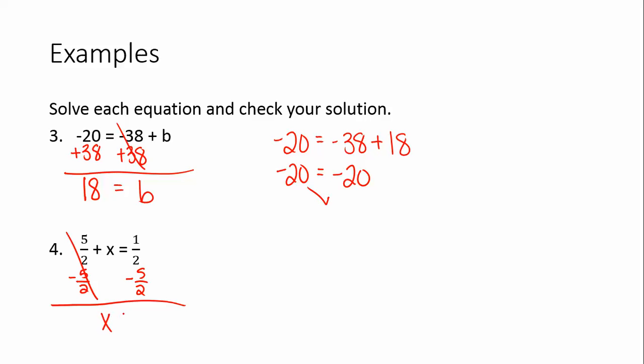On the left, we get x, and on the right, we have 1/2 minus 5/2, or you may think of it as 1/2 plus a negative 5/2. Those numbers have opposite signs, so we actually need to subtract. 5 minus 1 is 4. We use our common denominator of 2, so we get x equals 4 over 2. But since 5 over 2 is bigger than 1/2, it's negative, and now we can reduce this down to negative 2.